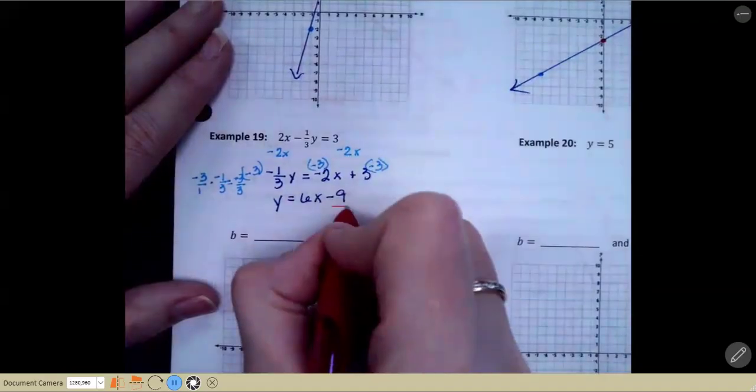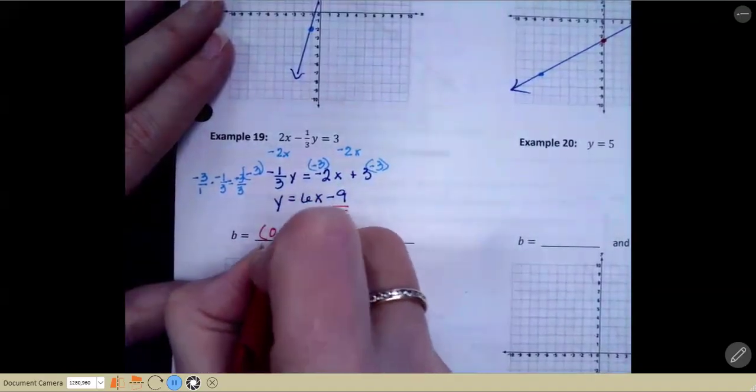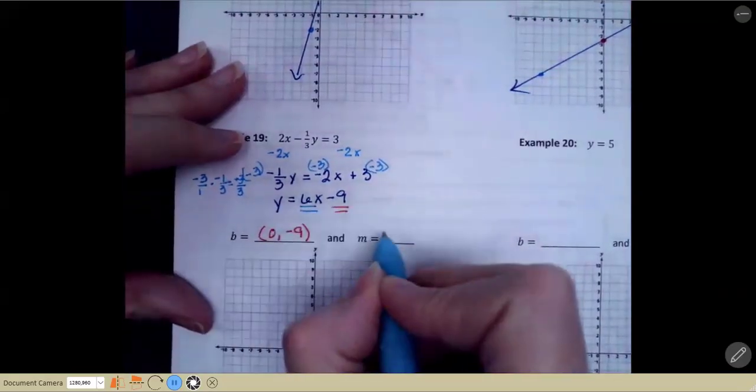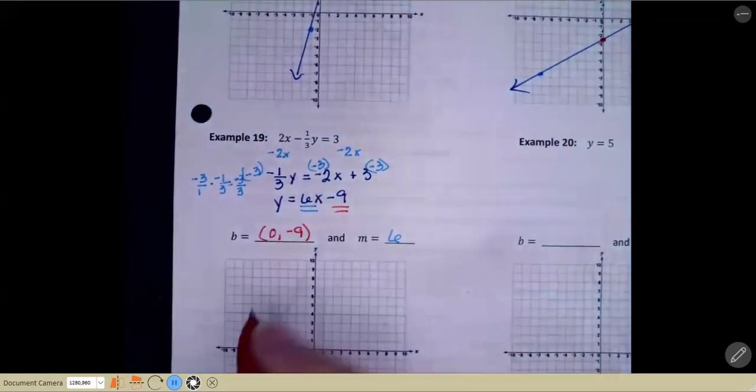So my y-intercept is -9, and my slope is 6. So let's plot a point at -9 on the y-axis, and then graph our slope of 6, and draw our line.